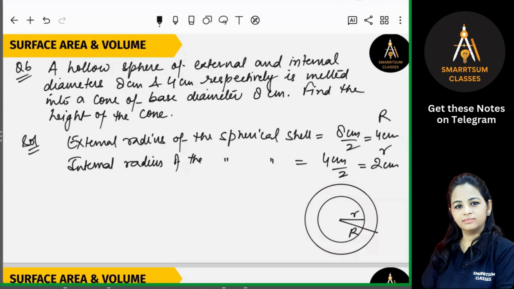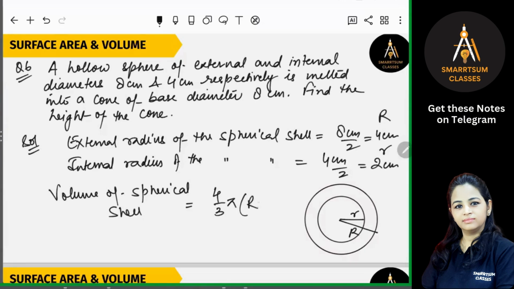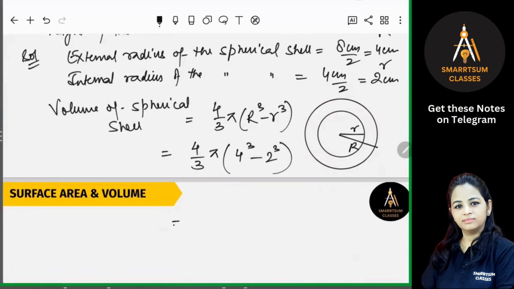the volume of the spherical shell is 4 by 3 pi capital R cube minus small r cube. This is the formula we have learned. 4 by 3 pi capital R cube minus small r cube. So we can find it out. 4 by 3 pi, capital R is 4, 4 cube minus small r is 2, 2 cube. Now solve this.